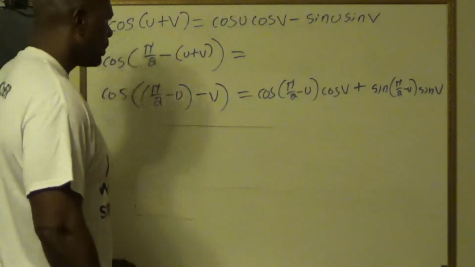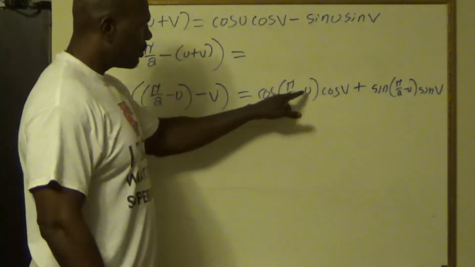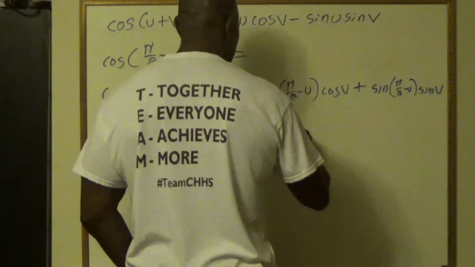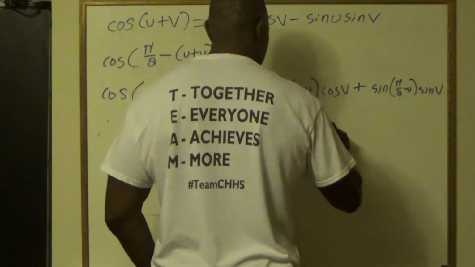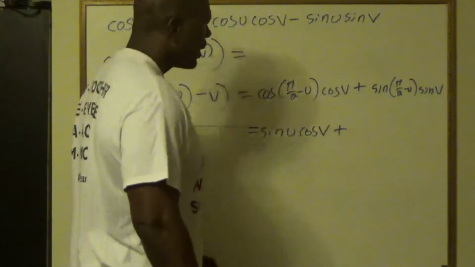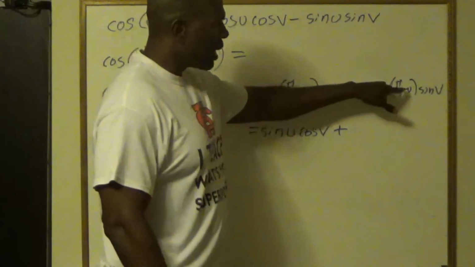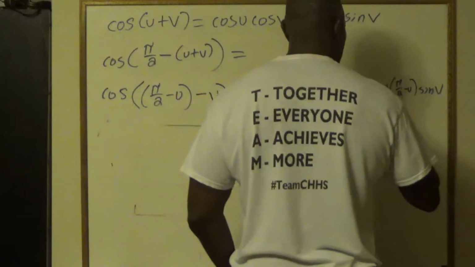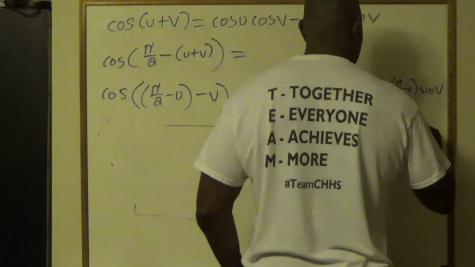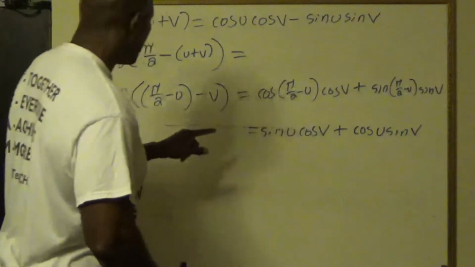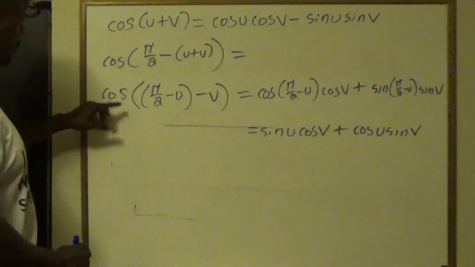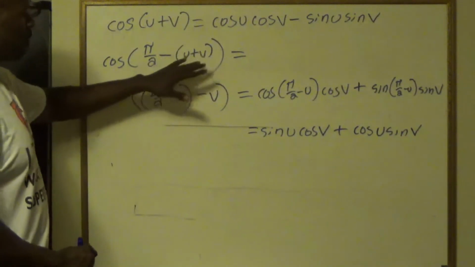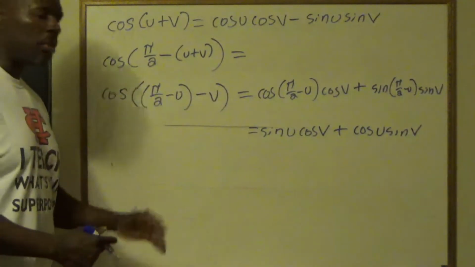Okay, so just simplify a little bit. The cosine of pi over 2 minus u is sine u. So this is sine u cosine v plus, and the sine of pi over 2 minus u is cosine u, so plus cosine u sine v. So again, this formula was for the cosine of pi over 2 minus u plus v, which means that's for the sine of u plus v.